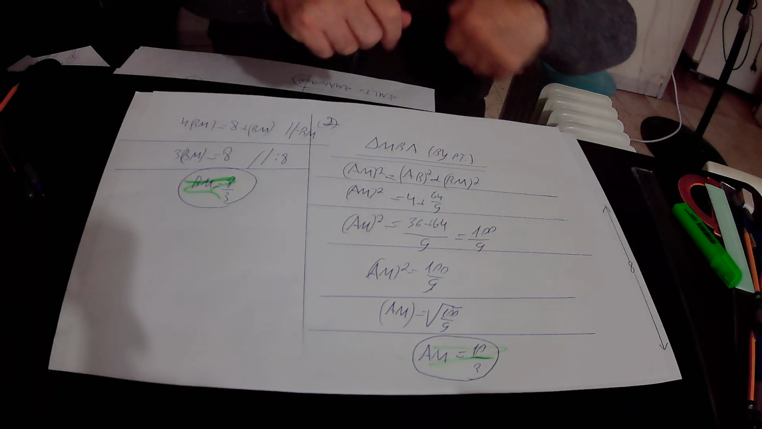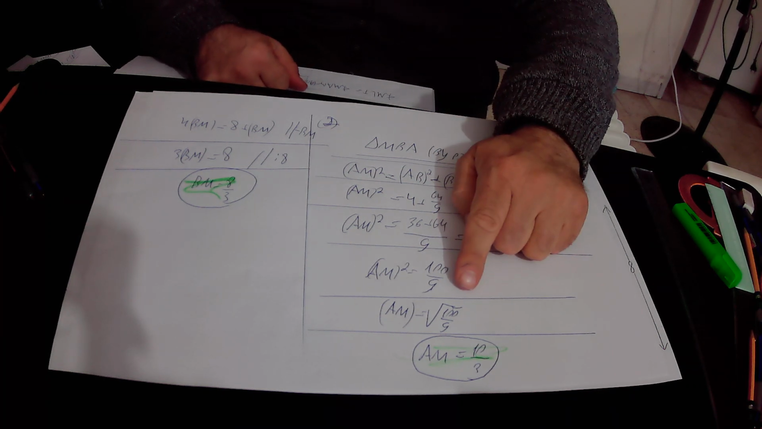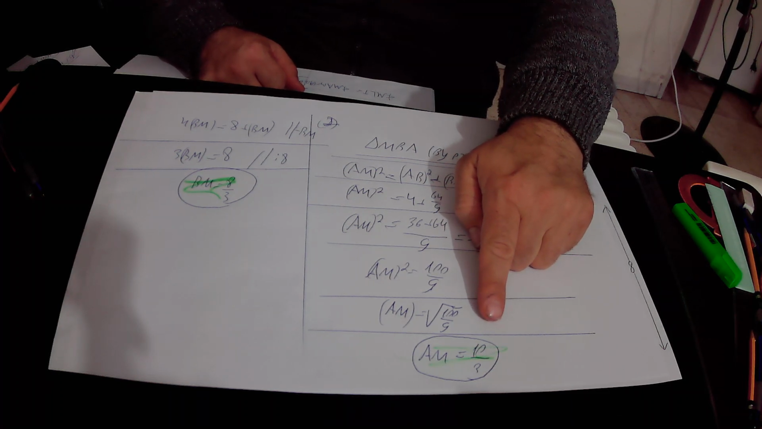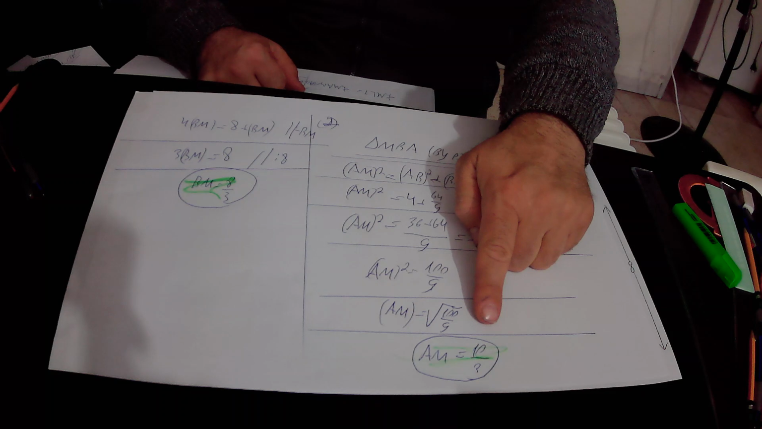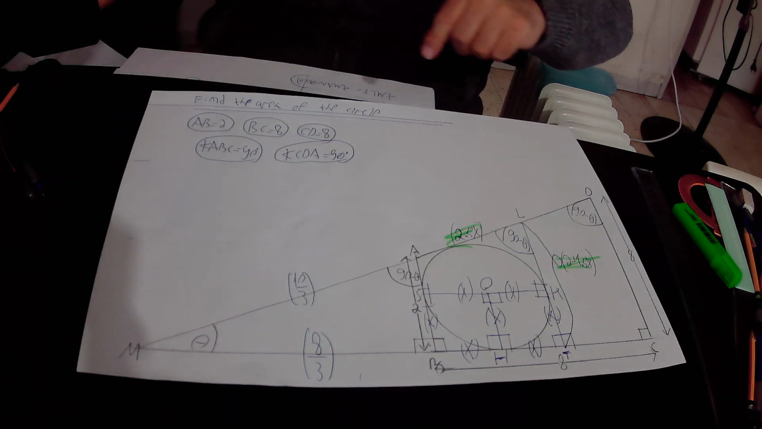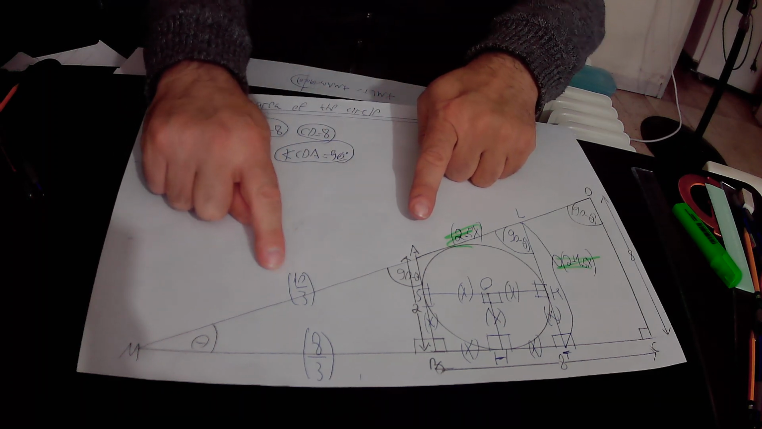Here we took a root of this equation and finally found out that AM equals the square root of 100 over 9. The square root of 100 is 10 and the square root of 9 is 3. So in conclusion, we found out that the hypotenuse AM equals 10 over 3 units in its length.